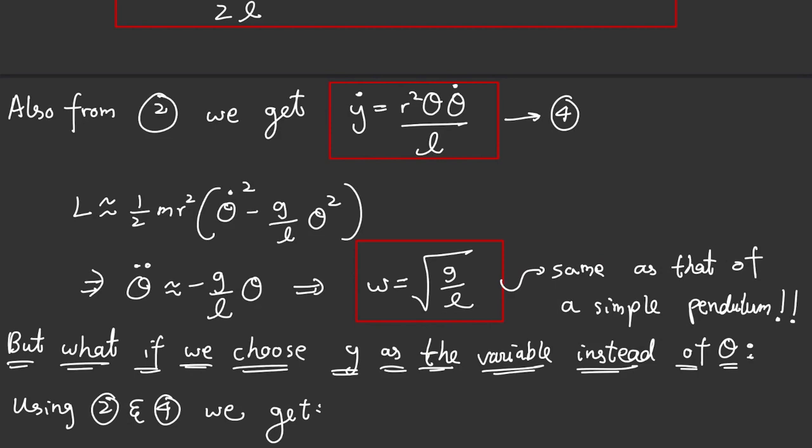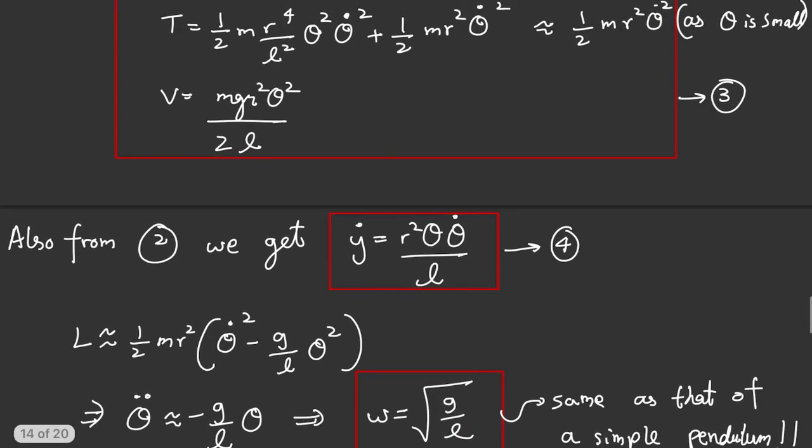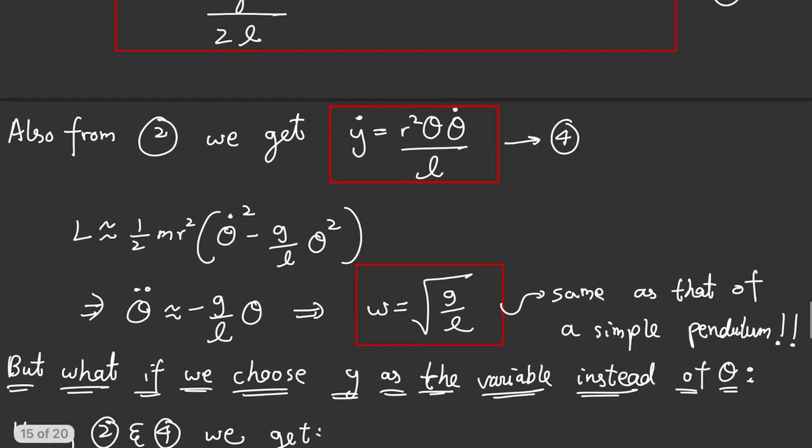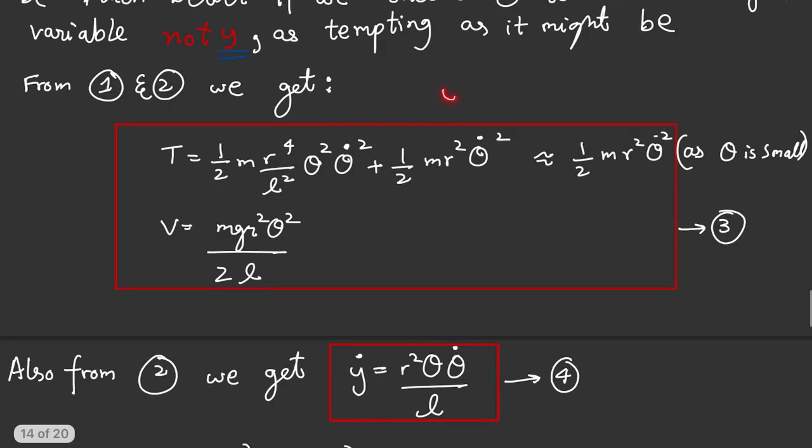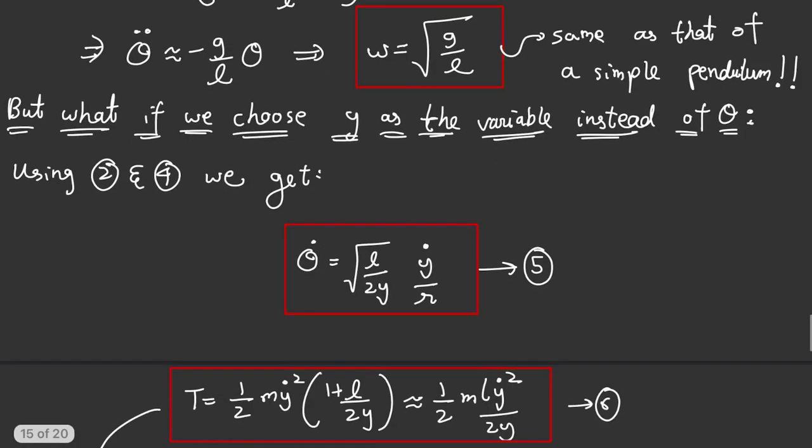That is the interesting part. It is the same as a simple pendulum. So if I selected theta as a variable, this went by very smoothly. The final differential equation also was a standard SHM differential equation, so it was pretty easy to solve. But what if instead of theta I selected y as my variable?